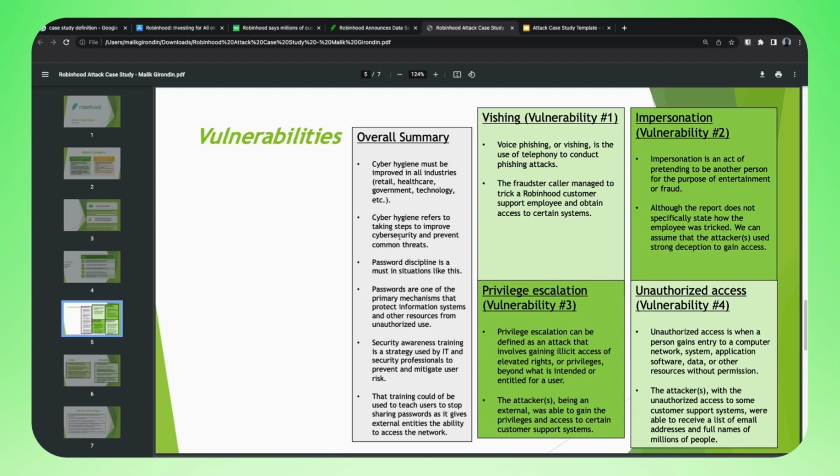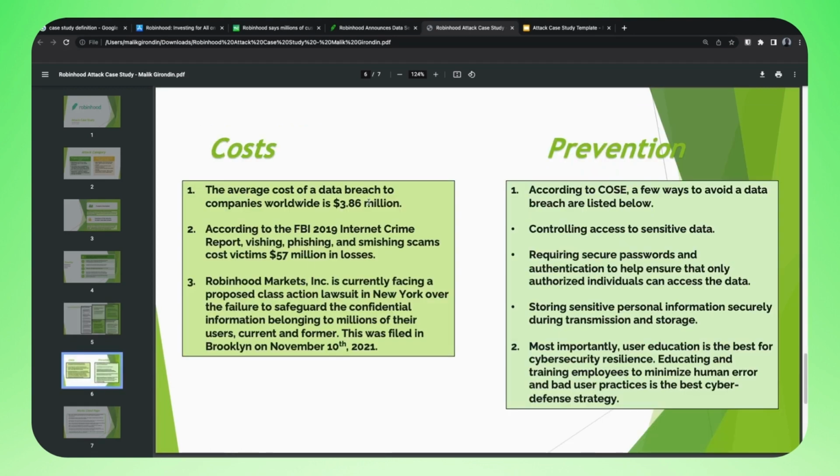This is an overall summary on that. Keep the cyber hygiene up. Cybersecurity is a mindset. Everyone should be aware of basic security practices, security awareness training, passwords, and so on. The average cost of data breaches worldwide is 3.8 million. And Robinhood is facing a lawsuit. This was filed in Brooklyn, November 10th, 2021 over that incident.